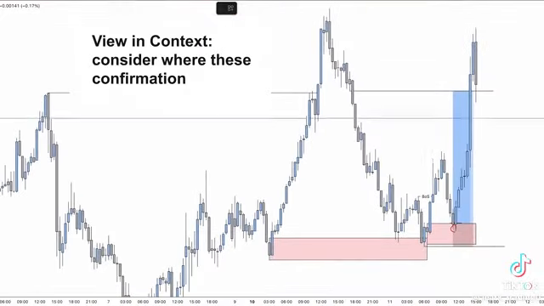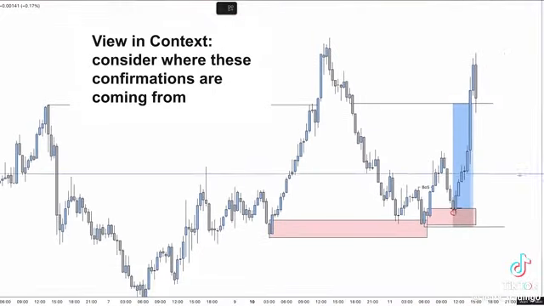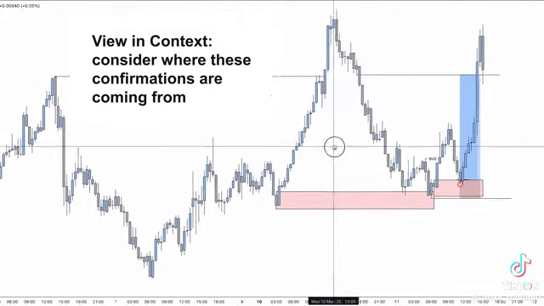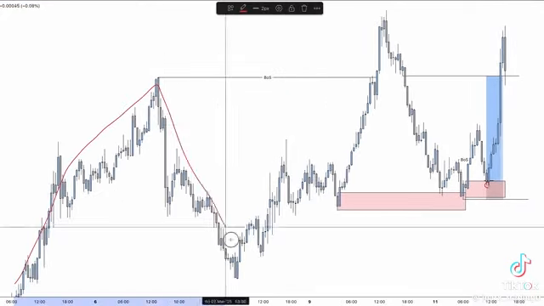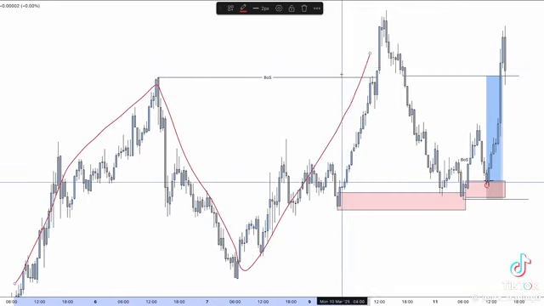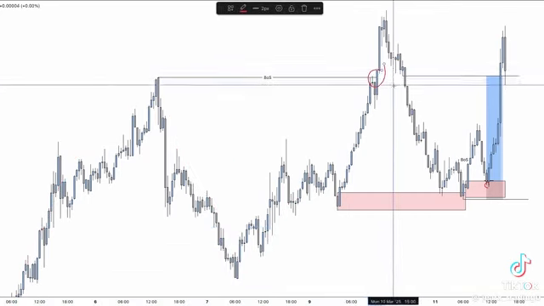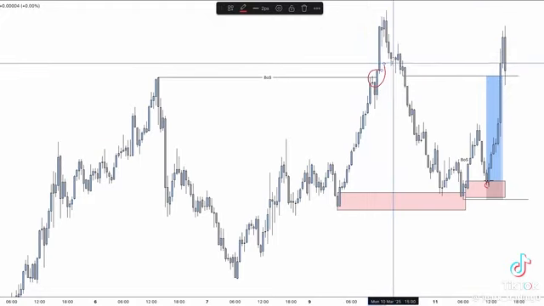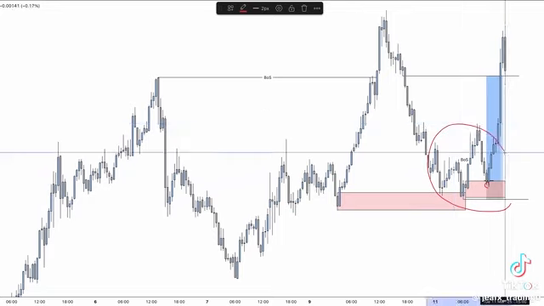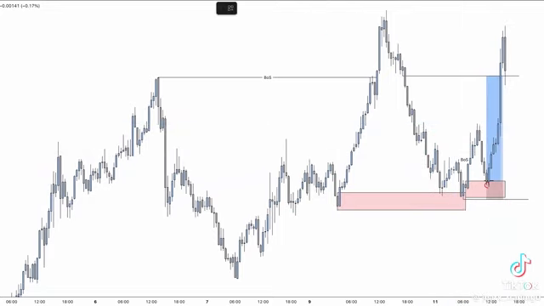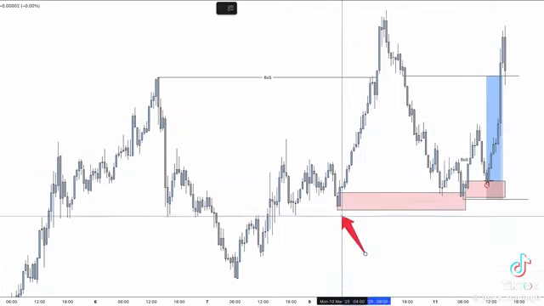Confirmation entries like the one we just looked at are best used in context as well. Now in this example, we can see this is a clearly larger uptrending market forming these higher highs and higher lows. We had a break of structure on a high time frame showing us this market is bullish. And then the actual confirmation entry, which took place here, came from an area of demand. You can see just here.